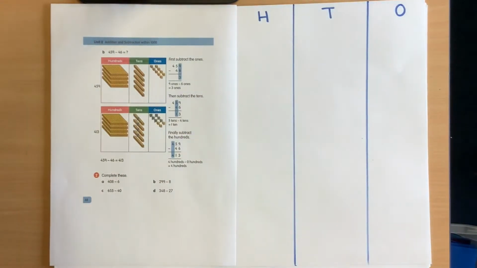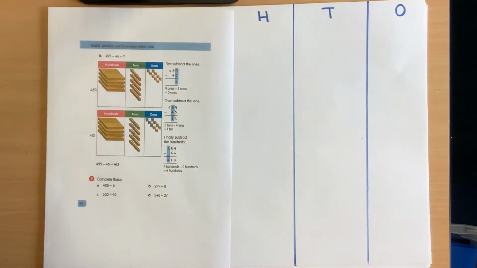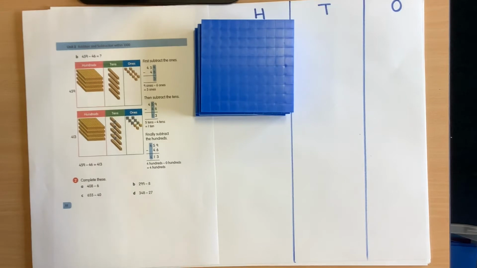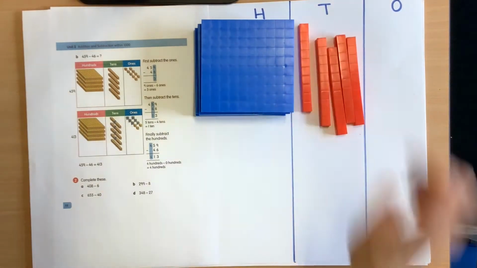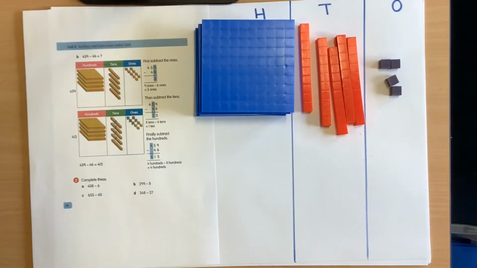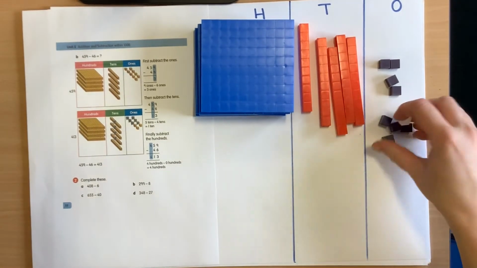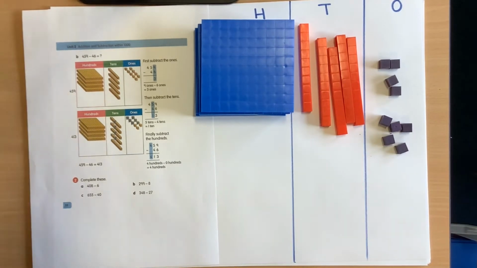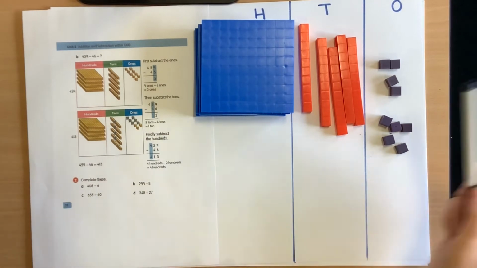459 take away 46. Okay, so we'll build the number first. Got 4 hundreds, and 50 is 5 tens. 1, 2, 3, 4, 5, and 9 ones. 2, 3, 4, 5, 6, 7, 8, 9. So there we have the number. We've built it, 459. First, subtract the ones.